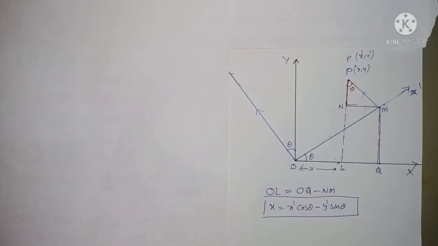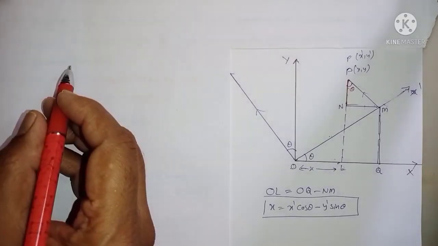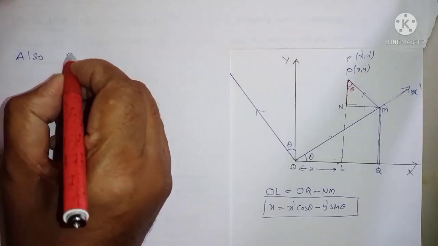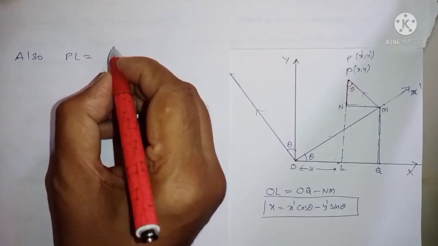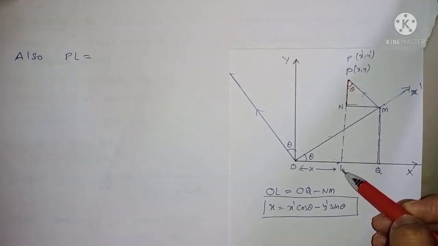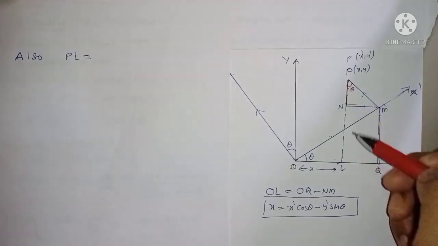Also find the y value. In the same figure you can observe, I can write here PL is equal to, where is the PL? This is the PL. PL is equal to PN plus NL.